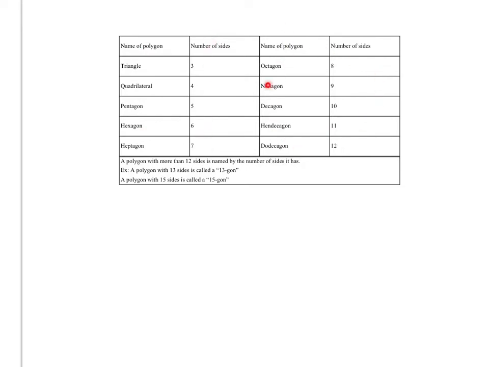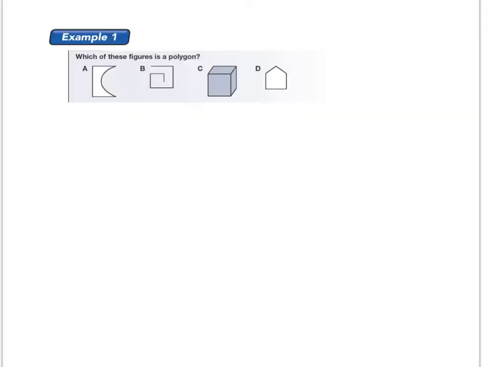Don't forget about this column over here. These are important. And this little point down here: a polygon with more than 12 sides is named by the number of sides it has. So if it's got 13 sides, it's a 13-gon. If it's got 15 sides, it's a 15-gon. If it's got 100 sides, it's a 100-gon, and so on and so forth. So make sure you have this chart written down in your notes.